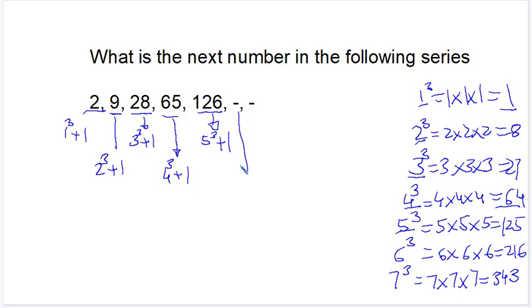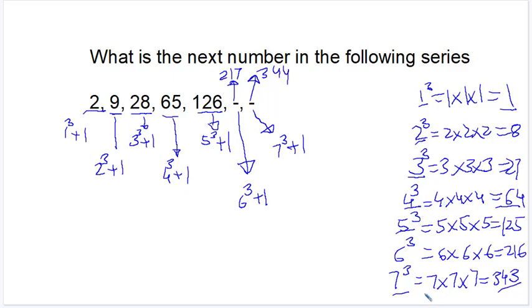So the next term should also be 1 more than the next cube, and the next cube is 6 cube. 6 cube is 216 plus 1. That will give us the next number, 217. The next term should also be 1 more than the next cube. The next cube after 6 cube will turn out to be 7 cube. 7 cube is 343 plus 1 gives us the next term, 344.